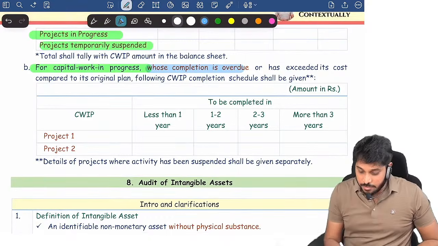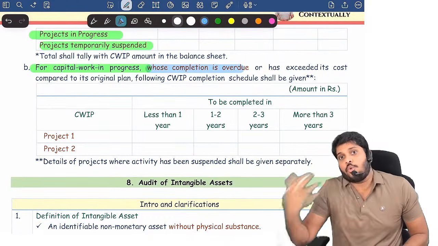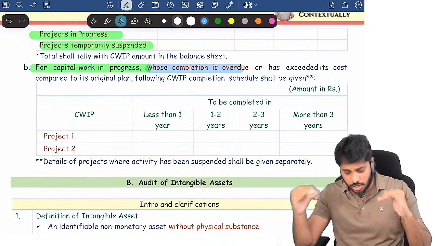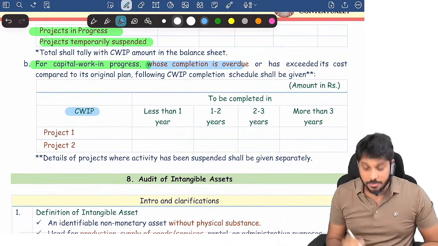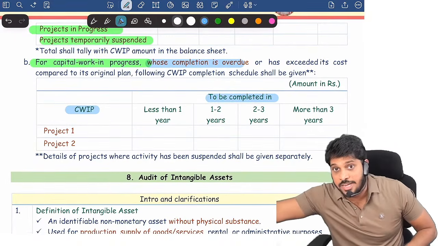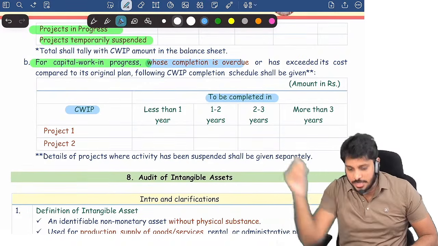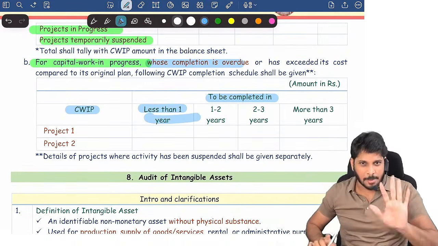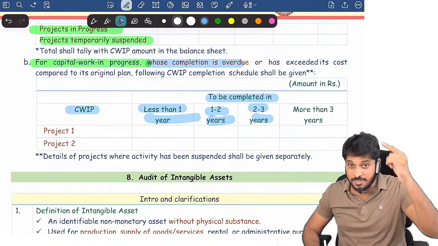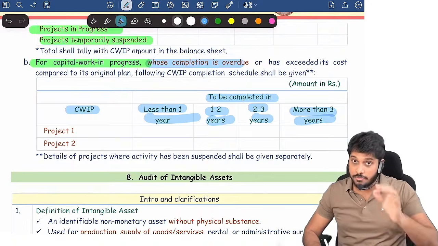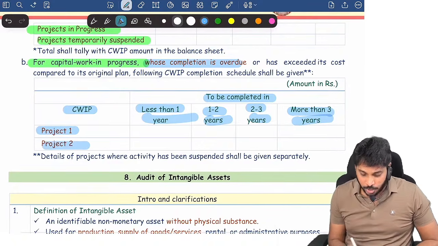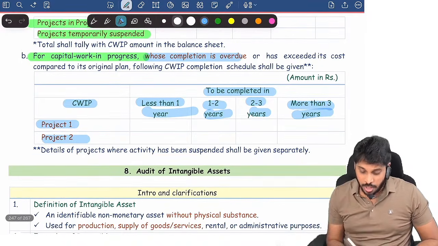Further, there will be some projects where the completion is already overdue. Overdue means the estimated completion date has already been crossed. Now for that we need to give closing work in progress backup: by when, how long it will take to be completed, in how many more years? Sir, we will complete in less than 1 year from balance sheet date. Or we will complete in 1 to 2 years from balance sheet date. We'll be completing within 2 to 3 years from balance sheet date. Or we'll be completing in more than 3 years from balance sheet date. Project 1, this is already overdue. Project 2, this is already overdue. That also we need to give.